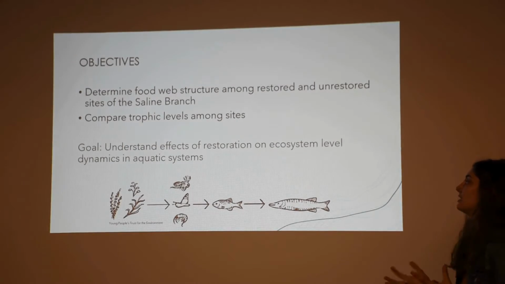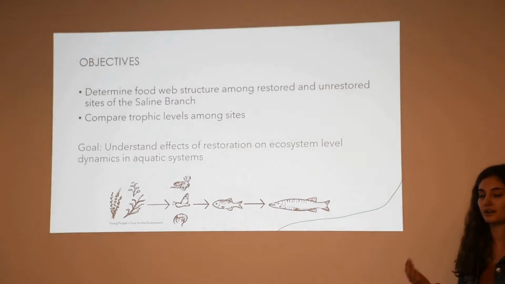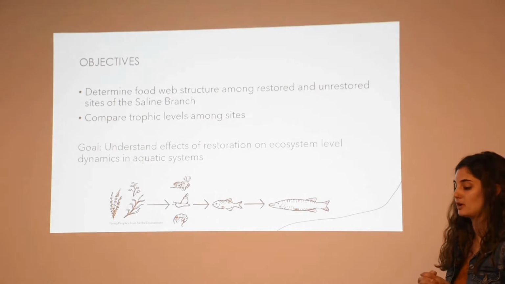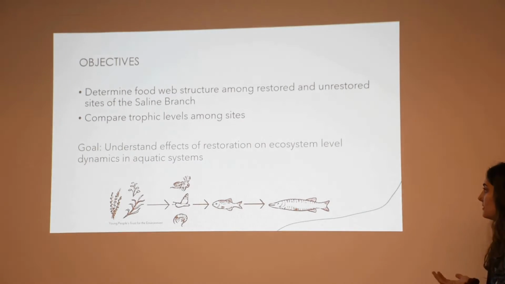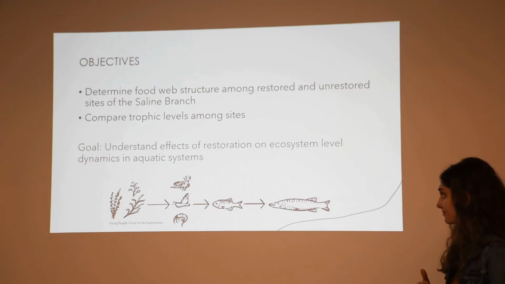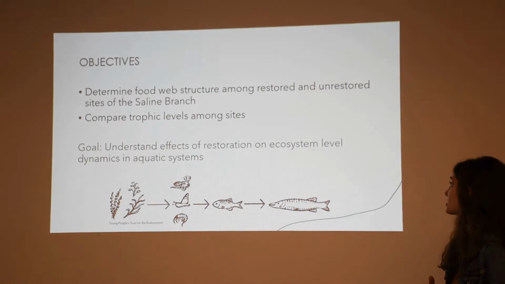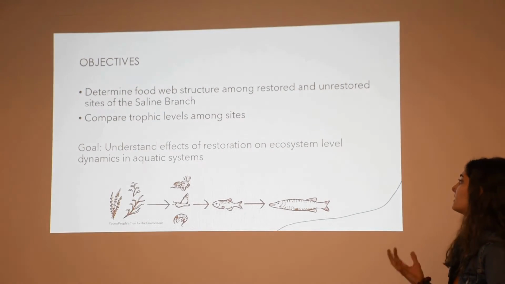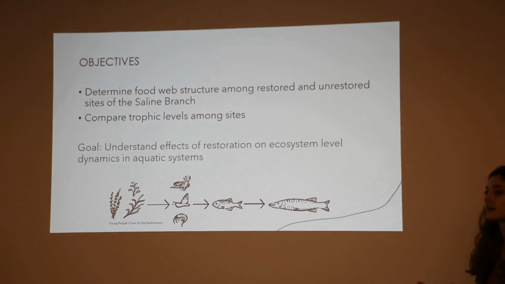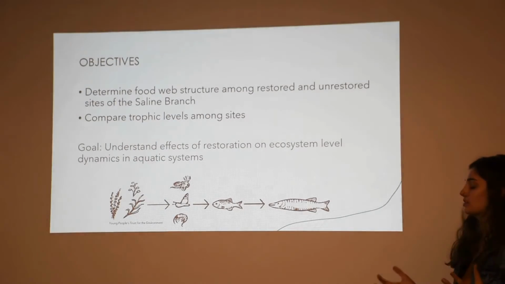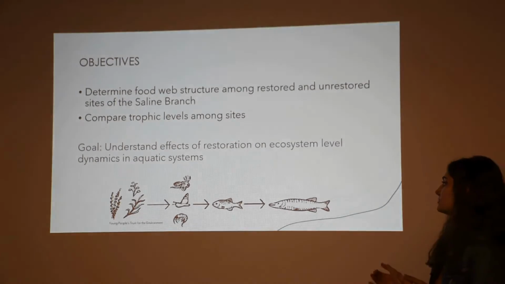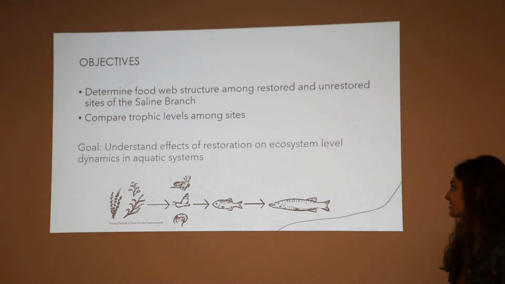So I have two objectives with this study. We're actually just going to look at preliminary results. I'll get my full results back hopefully by the end of next month. But with this preliminary study, I wanted to first determine the food web structure between restored and unrestored sections in the Saline Branch, and then also compare trophic levels among those sites. So the overall goal of this whole study was just to determine the effects of restoration on an ecosystem level dynamic within the Saline Branch.